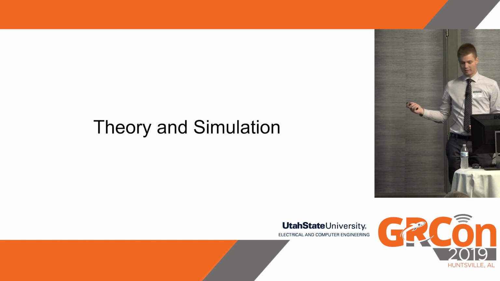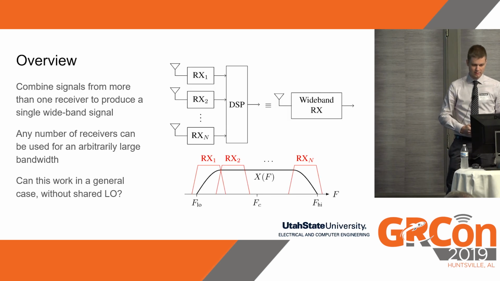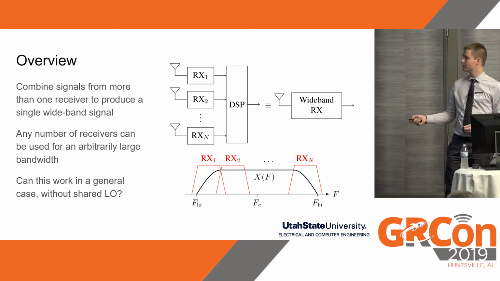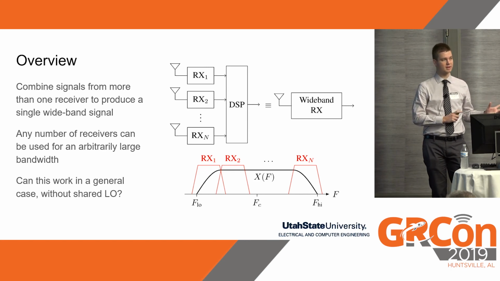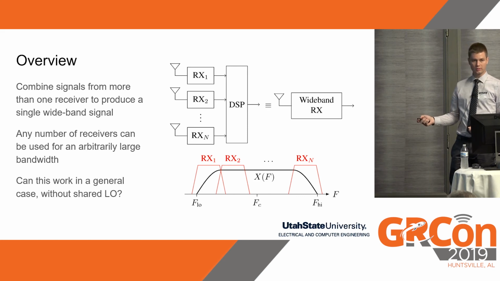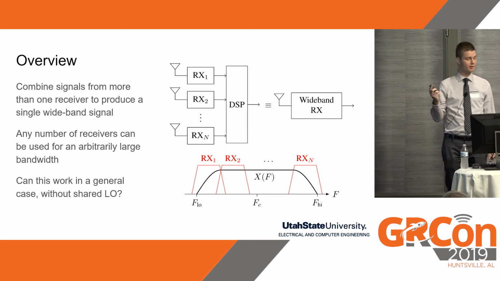So here's some of the theory behind it, some of the simulations that we did. Again, what we're trying to achieve is essentially get a single wideband receiver from multiple smaller receivers and some digital signal processing logic here. And this could be, it's not limited to 2. It could be any number of receivers, creating essentially an arbitrarily large bandwidth receiver. And this could also be turned around for the transmit side, which we'll talk about a little bit at the end.